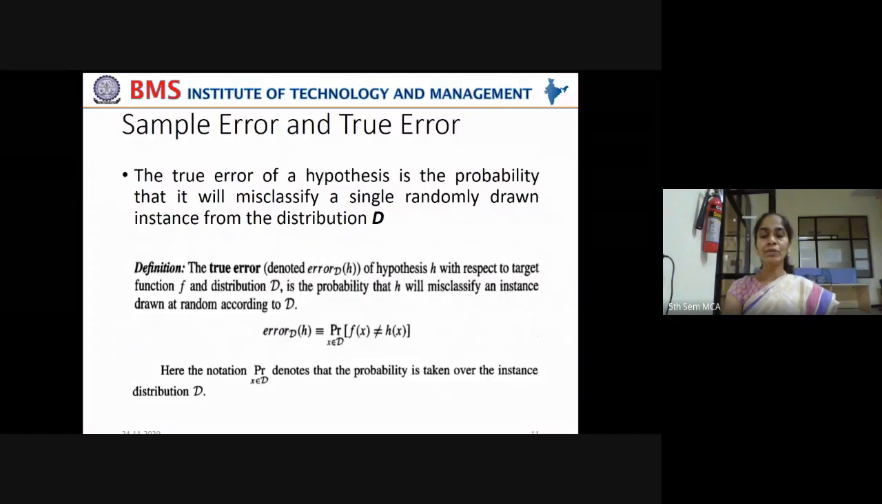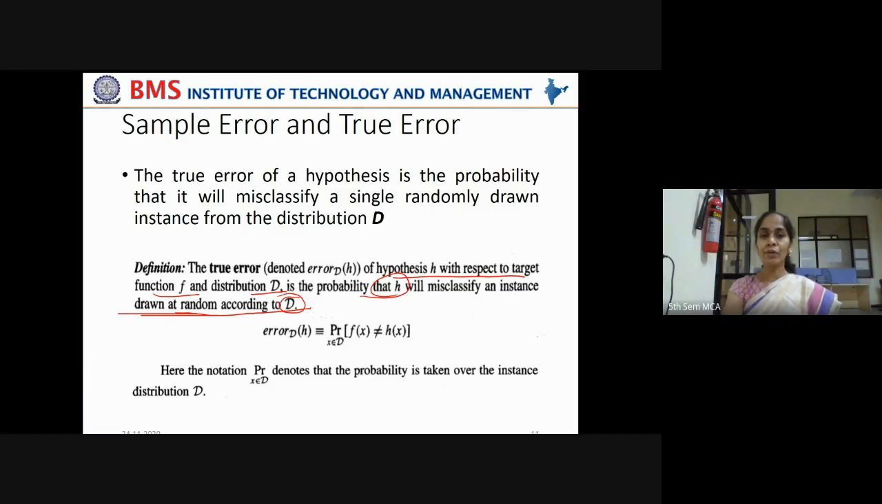Now, what is the true error? True error of hypothesis H with respect to target function F and distribution D is the probability that H will misclassify an instance drawn at random according to D. Okay. Again, I told you this in the previous class. You're drawing at random from a distribution D. You're not drawing from some outlier, a data point from some outlier. Outlier is not according to a normal distribution. It lies somewhere at an extreme point. Okay, so you're drawing an instance at random according to the distribution D.